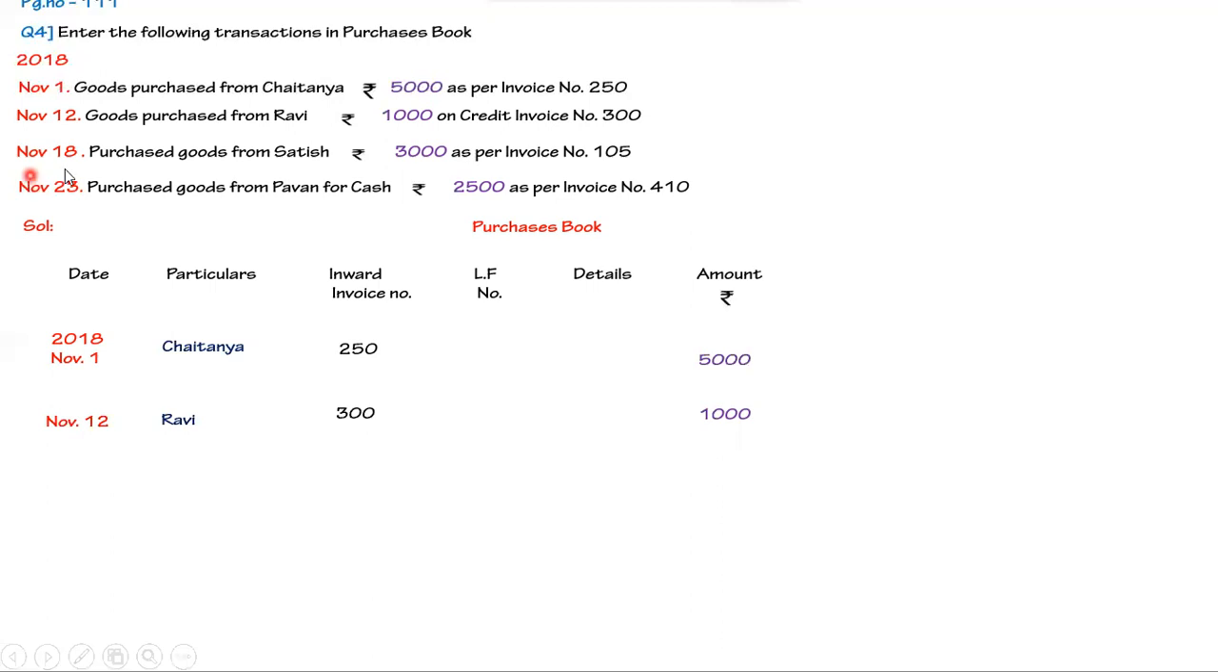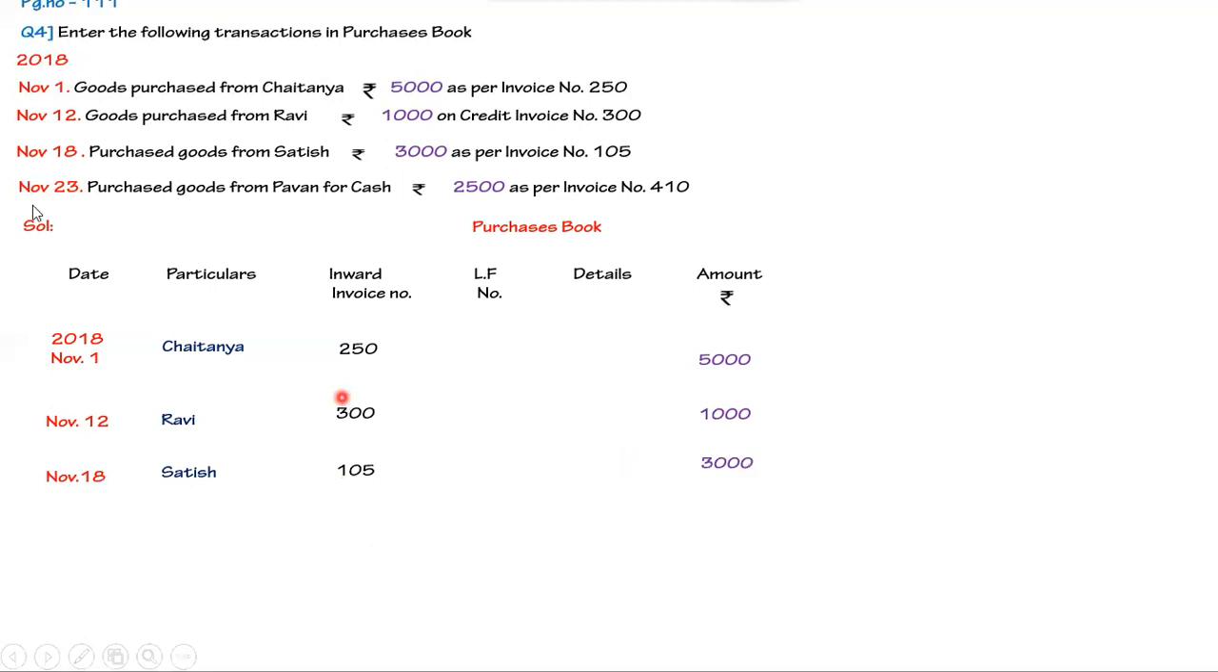The next transaction is on November 18, which is given as purchased goods from Satish, rupees 3000 as per invoice number 105. So here the date will be taken as November 18. In the particulars column, we'll be writing the name of the person from whom we have purchased the goods. As we have purchased the goods from Satish, we'll be writing the name of Satish. In the inward invoice number, we'll be writing the invoice number as 105, and in the amount column, we'll be writing the amount of purchase, which is 3000 rupees.